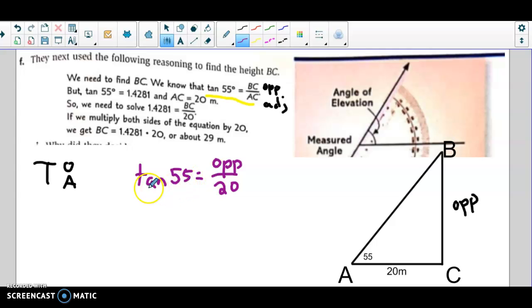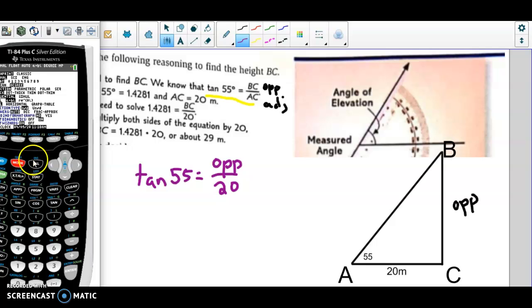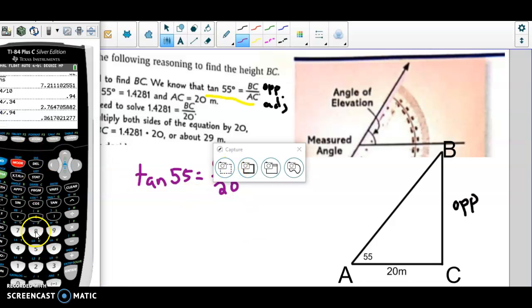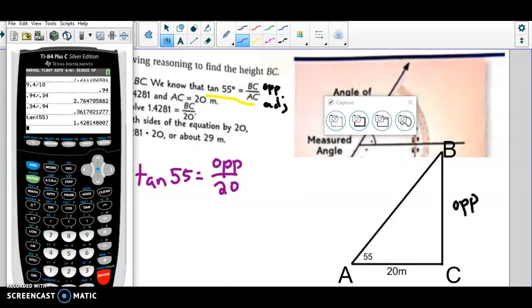Now you might be thinking, what's this tan 55? You could use the table, or you could go to your calculator. Just make sure your mode is in the right mode. We want to be in degree mode, which we are. See, it's in degree mode right there. We hit tangent of 55, enter, and we get 1.42. That's where that number comes from. Let me take a little screenshot of that.